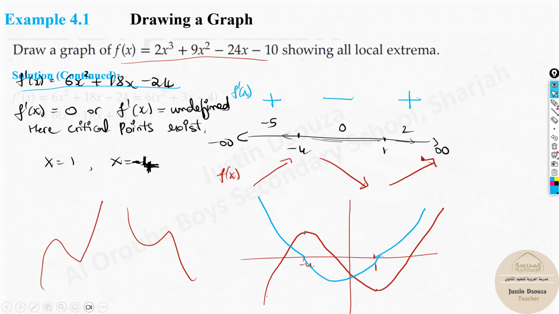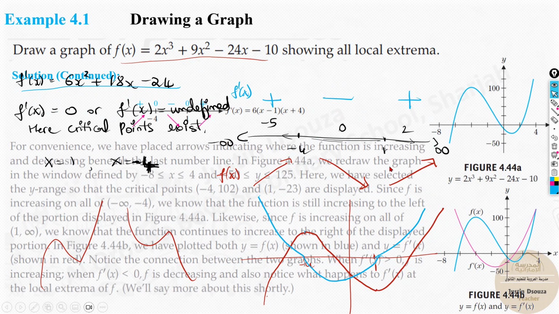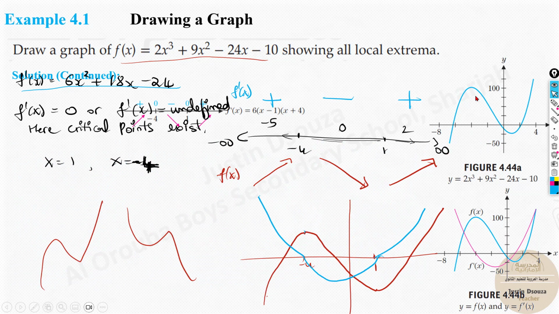Now this is all the explanation, and you can see over here. See, this is the thing we did over here. The above one is of the derivative, the below one is of the given function. And you can see the graph over here. This is the given function's graph, f of x. See, it was something like this.